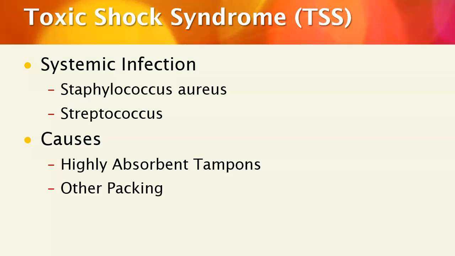They've got various labeling of them. So they've got them for light flow, regular flow. Usually when you see your super plus, and I think there's even an ultra category now for absorbencies, it's those highly absorbent tampons that seem to be the causative factors for toxic shock syndrome.